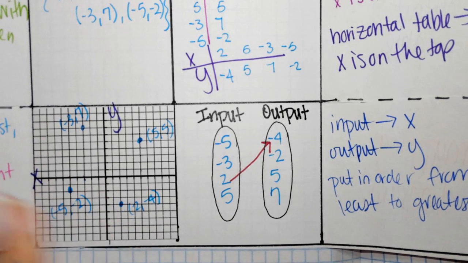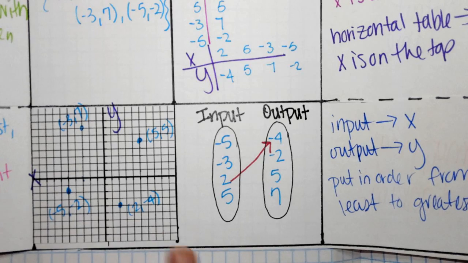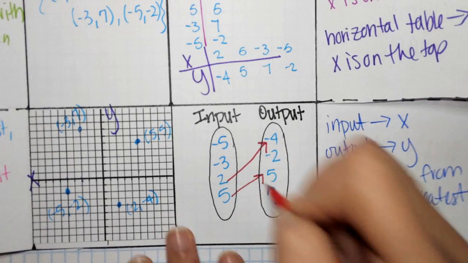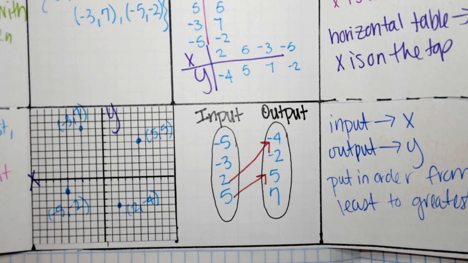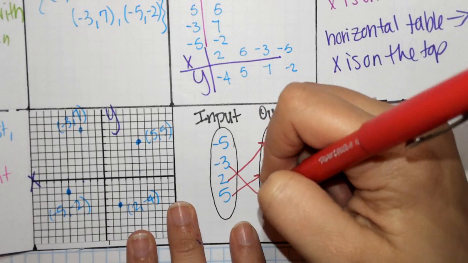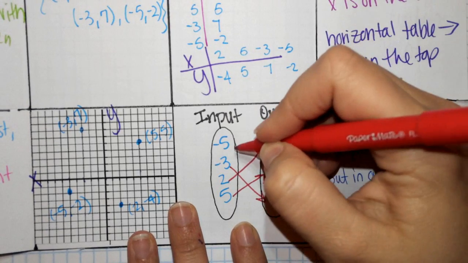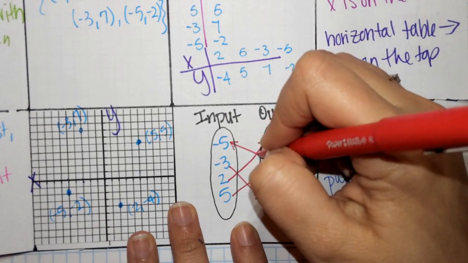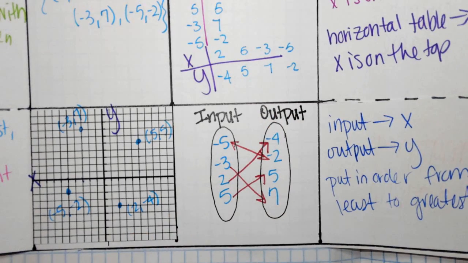All right, what are we going to match 5 with? 5. Awesome. What are we going to match negative 3 with? 7. Yes. And negative 5? Negative 2. Awesome.